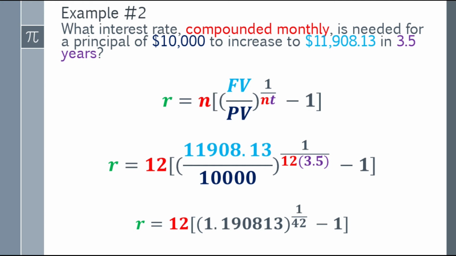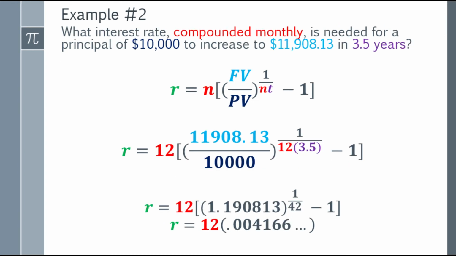Okay? Now, since we got that, simplify it further again. So, that 1.190813, we need to raise it to the 1 over 42. Okay? Then, we subtract 1 from the answer. And the answer will be 0.004166 and so on. Next step, let's multiply.